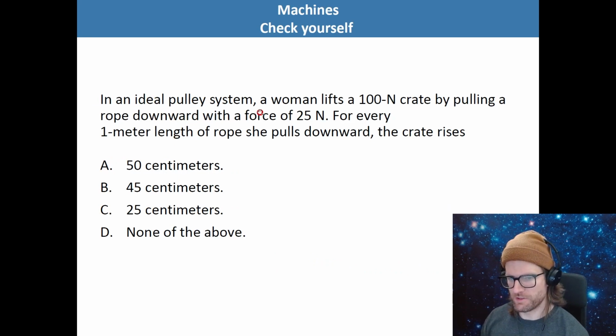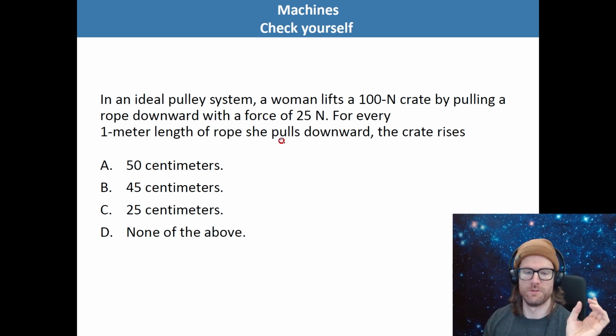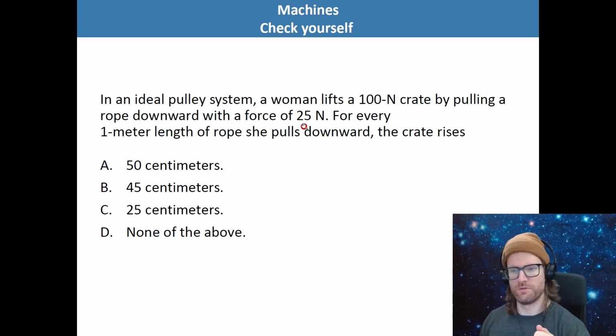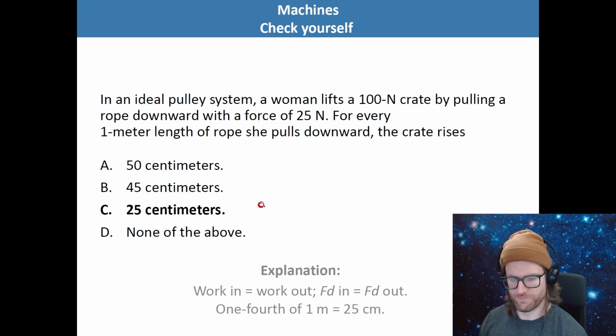Okay, an ideal pulley system. In an ideal pulley system, a woman lifts a 100 Newton crate by pulling a rope downward with a force of 25 newtons. For every 1 meter length of rope she pulls downward, the crate rises... well, we know it's 100 newtons moving 1 meter. Well, she's pulling the rope 1 meter with 25 newtons, which means the 100 Newton crate has to move a quarter of that for the works to be equal. So that's 25 centimeters, which is a quarter of 1 meter.